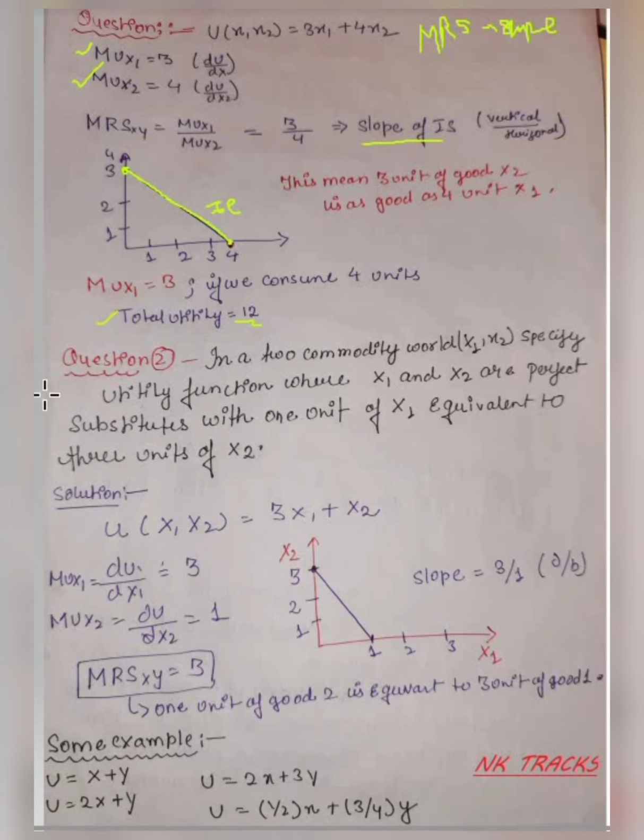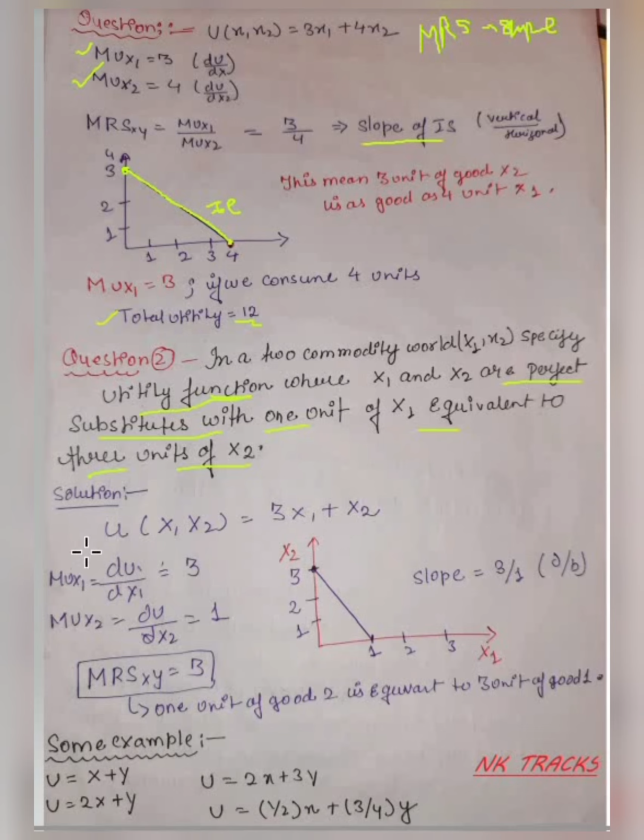Now let's see another question. In this question we have a two-commodity world, x1 and x2. We have to specify a utility function where x1 and x2 are perfect substitutes and 1 unit of x1 is equivalent to 3 units of x2. We have to derive a utility function. So what we will do? We will write u(x1, x2), as there are two goods x1 and x2. So what will be the value? 3x1 plus x2, as it is 1 unit.